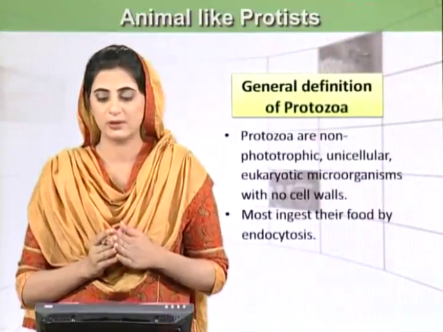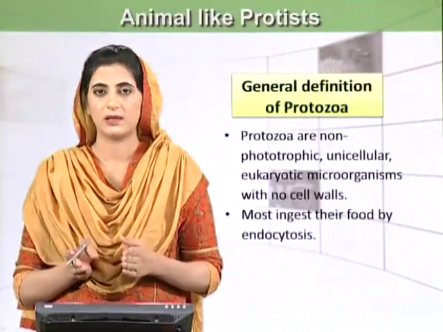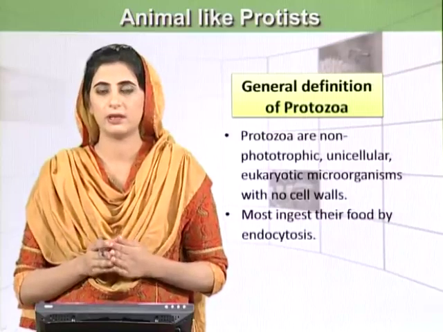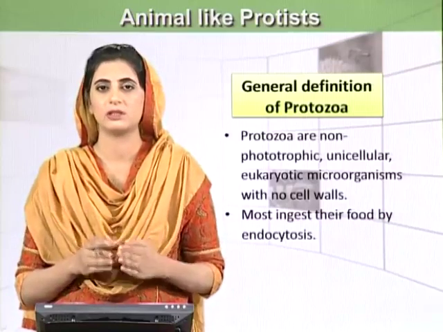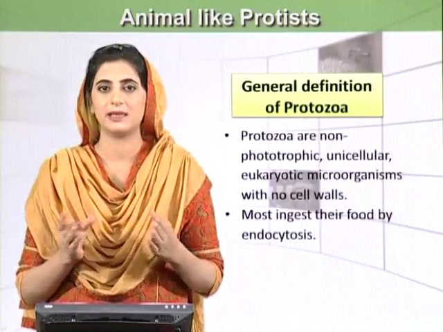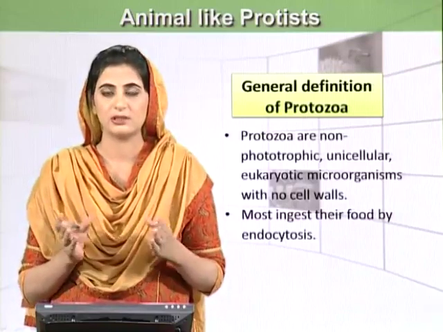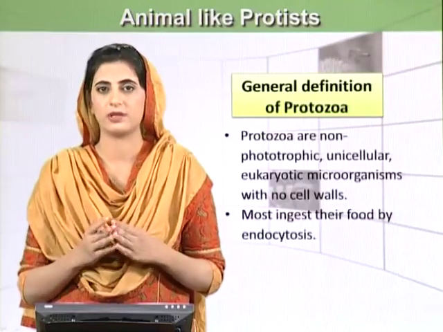In this module, we will study animal-like protists. Animal-like protists are generally called protozoa. They are unicellular and eukaryotic. And why are they animal-like? Because they are non-phototrophic and they lack a cell wall. And they ingest their food by the process of endocytosis.